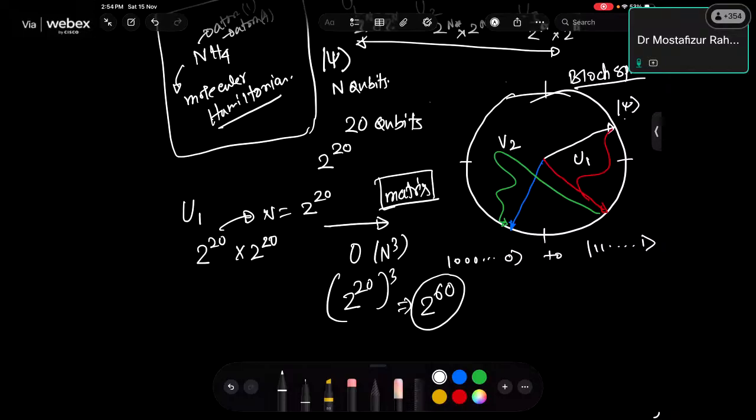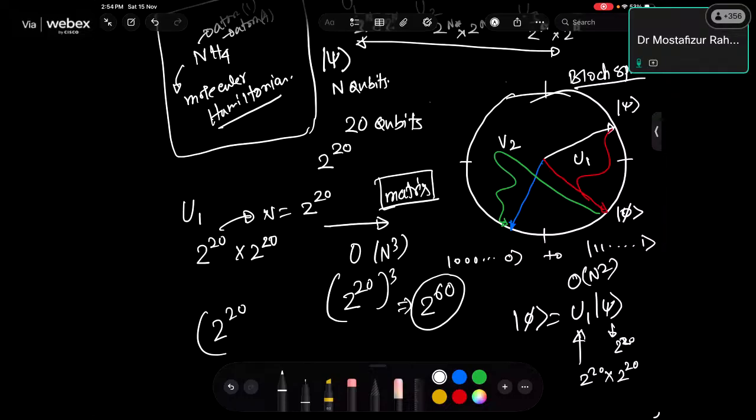And just to come from this state to this particular state, say this is the phi state, your ket phi is basically U1 times ket psi. Ket psi has dimension 2 to the power 20, just for the 20 qubits, and U1 is 2 to the power 20 cross 2 to the power 20. So what is the cost of this vector and matrix multiplication, as we learned? Order of n squared, so (2 to the power 20) squared, 2 to the power 40. So just for the state evolution of 20 qubits, you need to compute 2 to the power 40 operations.